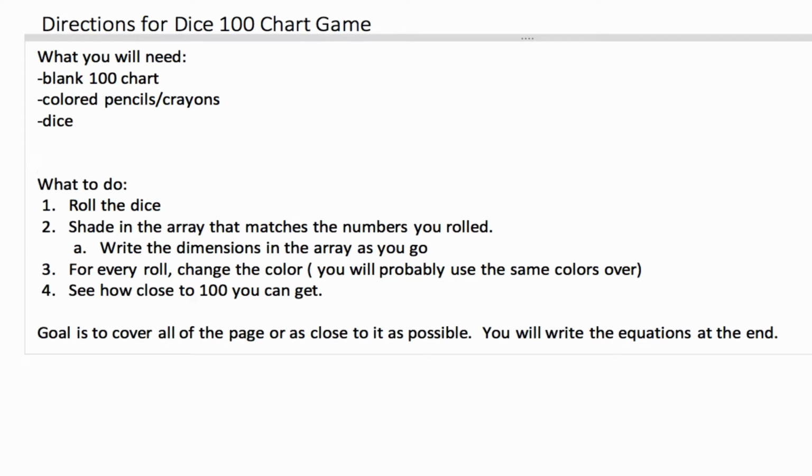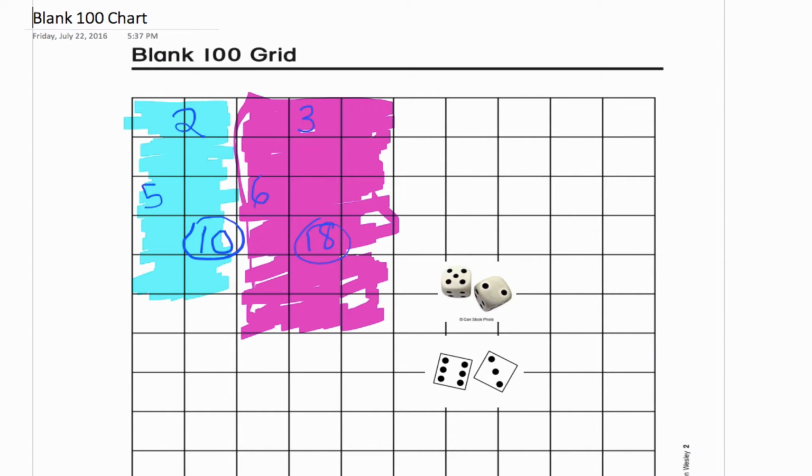For every roll, change the color. You'll probably use the same colors over, that's okay. And see how close to the 100 you can get. Your goal is to cover all of the page or as close to it as possible. At the end, you'll write the equations that you used. Here's a visual for you to get an idea.